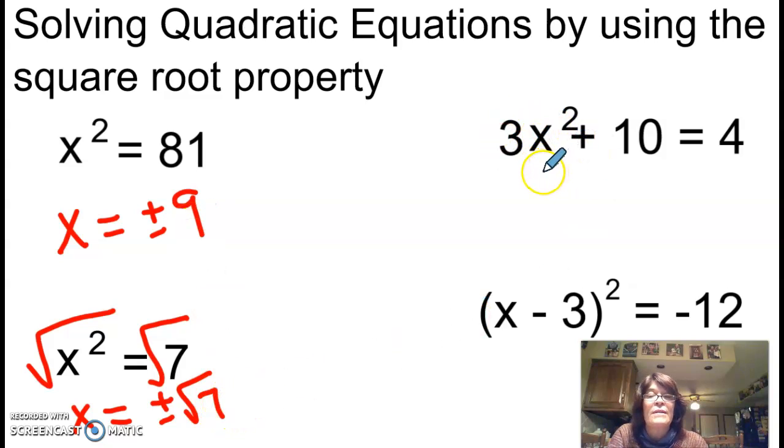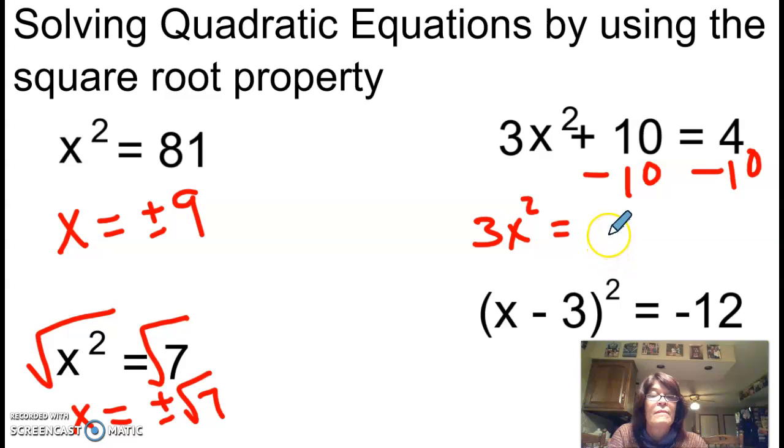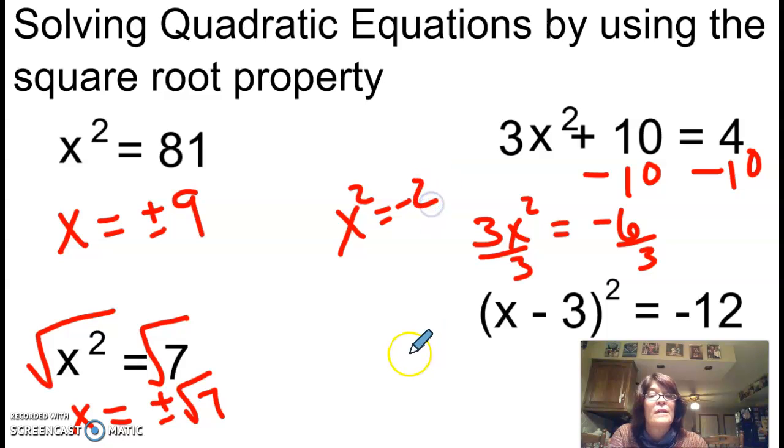Sometimes your x squared is not isolated. So I can't start taking the square root of both sides until I just have something squared. Okay, so I'm going to have to subtract 10. I have 3x squared equals negative 6. I'll divide by 3. I have x squared equals negative 2.